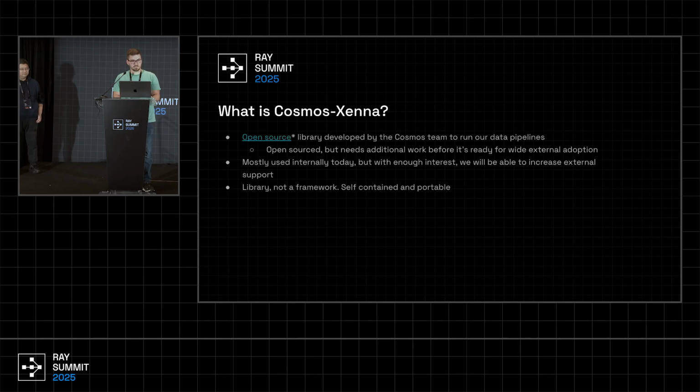Next, we'll talk about Cosmos-Xenna. So what is Xenna? It's an open source library that we use on Cosmos to run our data pipelines. Right now it's open sourced, but needs additional work before it's ready for wide adoption. It's mostly used internally today, but with enough interest, we can convince people to increase our external support. Like Ray Data, it's a library, not a framework. It's relatively self-contained and portable.